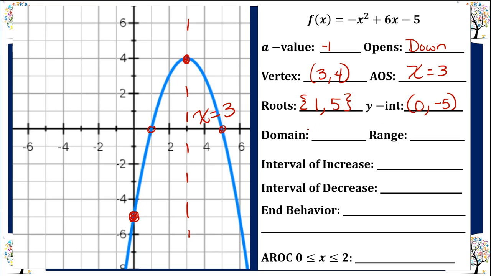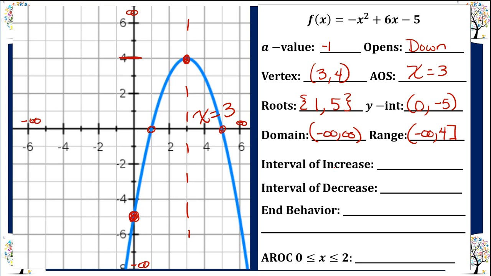Our domain is -infinity to +infinity. Remember, domain is your possible x values. The range is the possible outputs. So our possible outputs go from -infinity, and then it goes up to 4, and that 4 is included as part of the range, so we need a bracket.